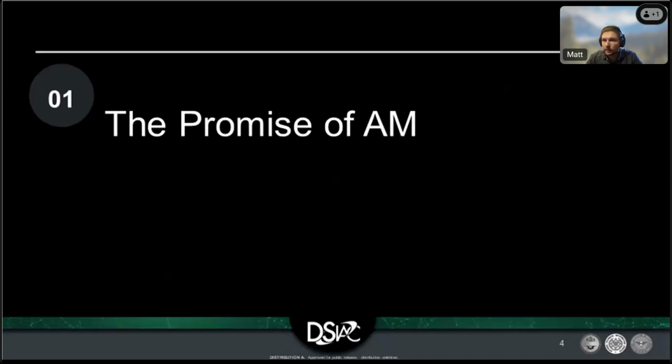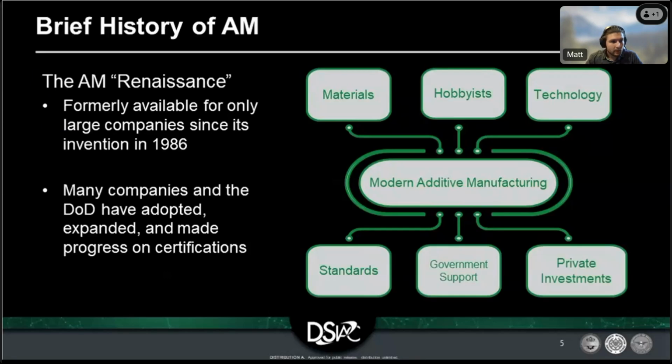All right, so the promise of AM. In the last 10 or 15 years or so, additive manufacturing and 3D printing has really had a renaissance since its invention in 1986. The technology has gotten small enough and cheap enough, whereas when it first came out it was really only accessible to large companies with high budgets and lots of floor space. Now if you go on Amazon, you can get a decent plastic printer for $100 and it shows up at your house tomorrow. Then you can watch a million YouTube videos on how to 3D print and do whatever you want.